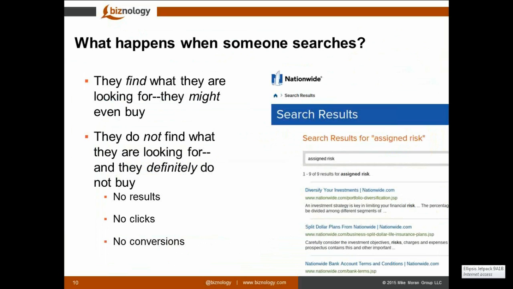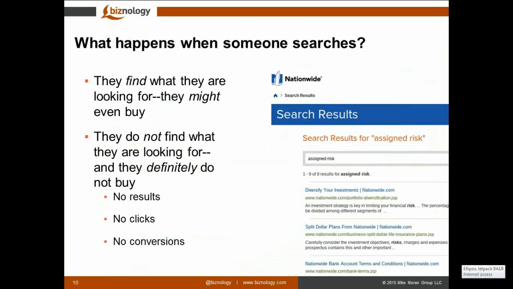What happens when a searcher looks for something is they either find what they're looking for, and if you hope they might actually buy something, or they don't find what they're looking for. If they don't find what they're looking for, they're definitely not going to buy. So what are the kinds of metrics we could look at that tell us that searchers didn't find what they were looking for? Well, they could get no results at all on the screen. That's not what happened in this situation.